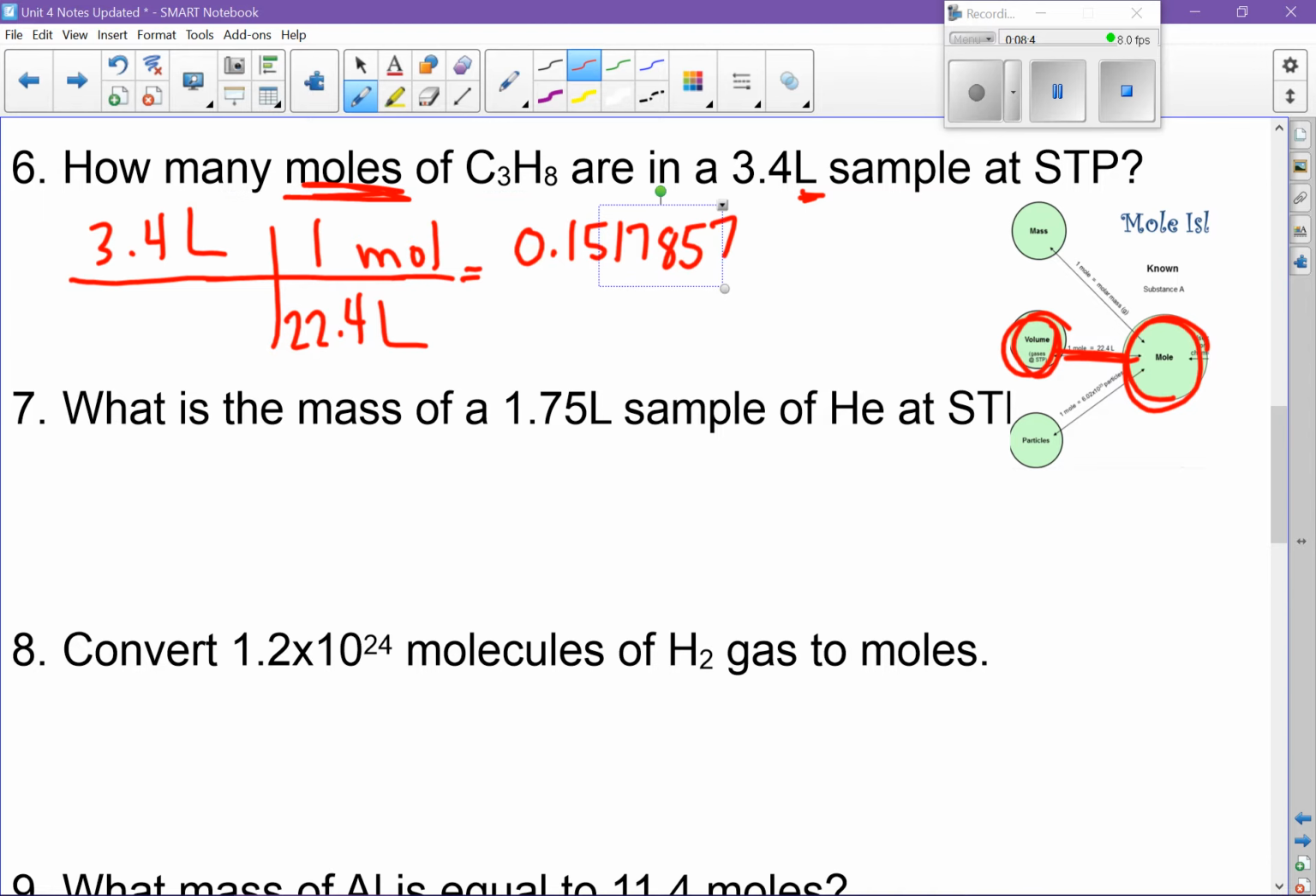0.1517857 something. Check out your sig figs to round. We started with 2. The second sig fig here is at this 5. Remember that 0 does not count. So then I'm going to keep that. The 5 is going to stay. And I put my unit on. I was looking for moles, which it says right here. And that's what I put on my answer.